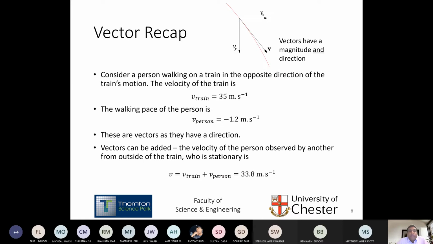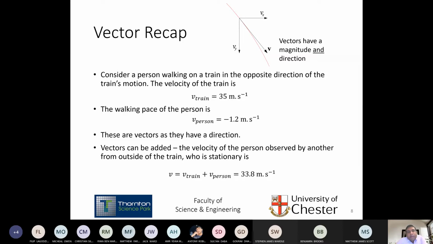Moving on to a recap of vectors. Vectors have a magnitude and a direction. So on the top right hand side, you can see a vector v. So it has a certain direction, and there's an arrow in this direction. And you can break it down into perpendicular components such as Vx and Vy.